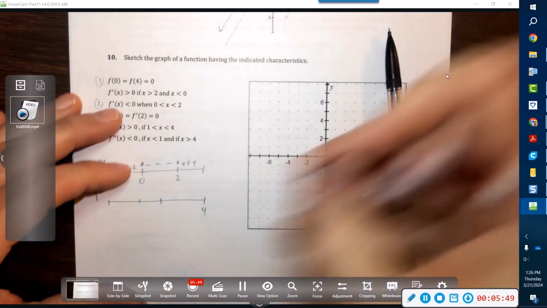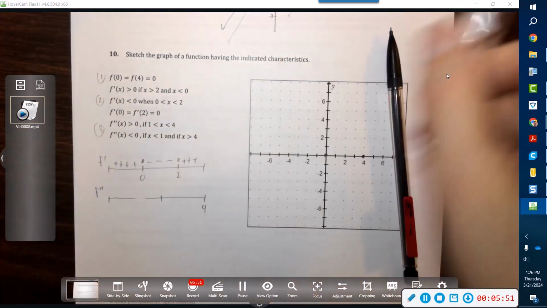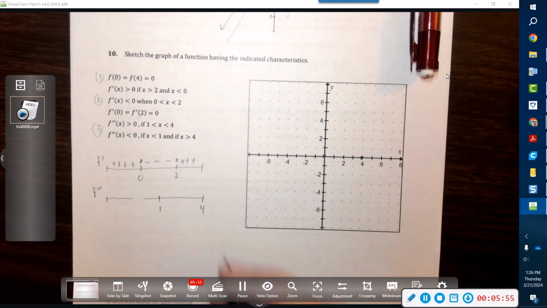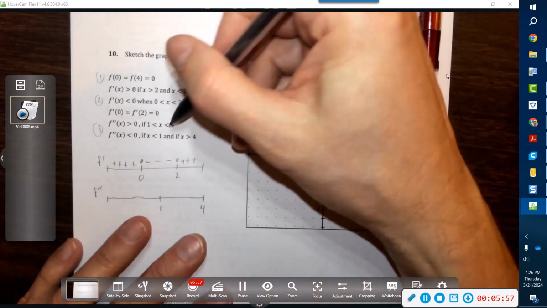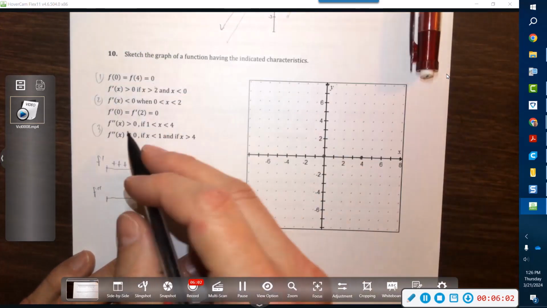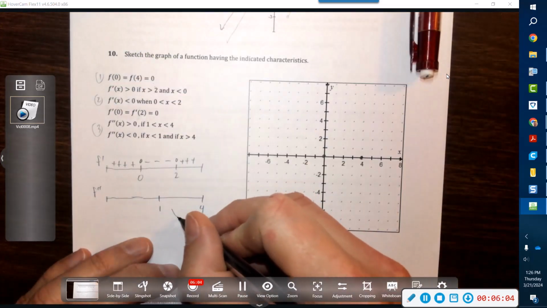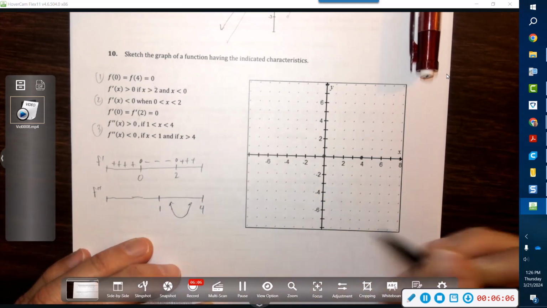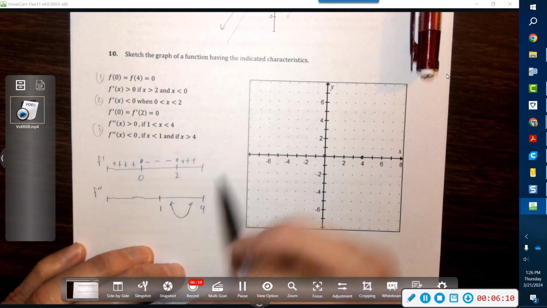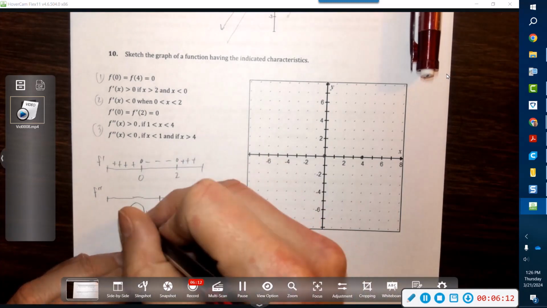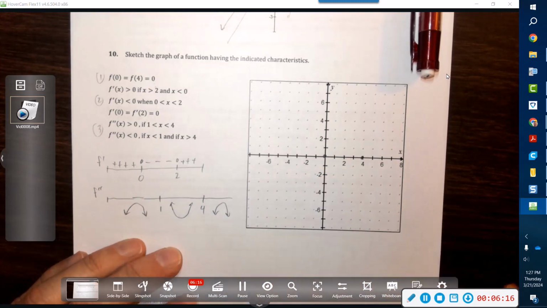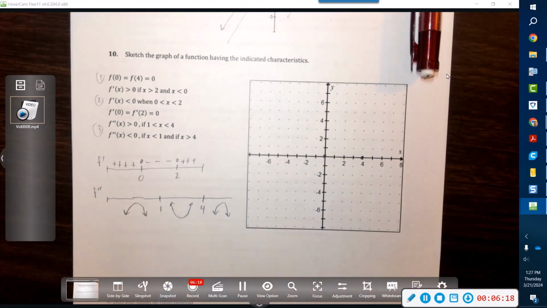So let's do this. Let's put 1 right in the middle of 0 and 2. Now if it is in between 1 and 4, this guy is supposed to be positive, so this means that he was concave up. Okay, then if he was less than 1 and greater than 4, he was actually concave down. Okay, and that's all that we can glean from this.